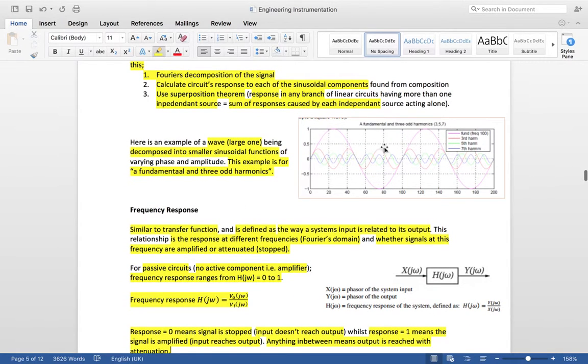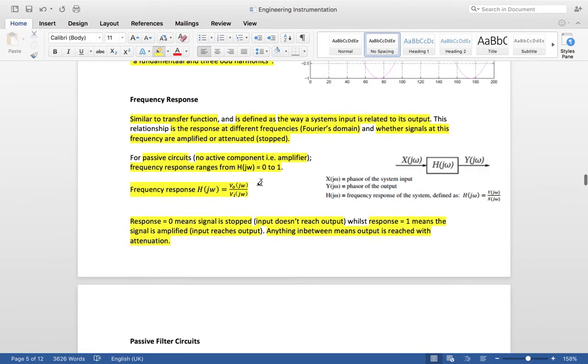And in this graph, it's possible to see a large wave decomposed into smaller ones. This is an example called the fundamental and three odd harmonics. So it has been decomposed using Fourier analysis.